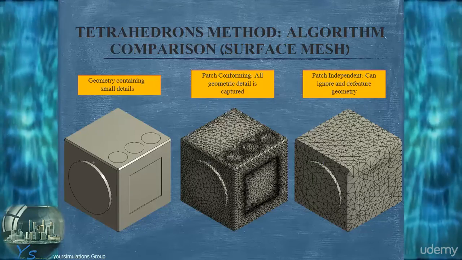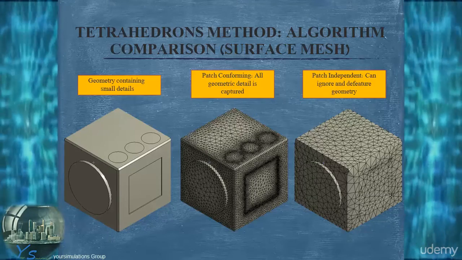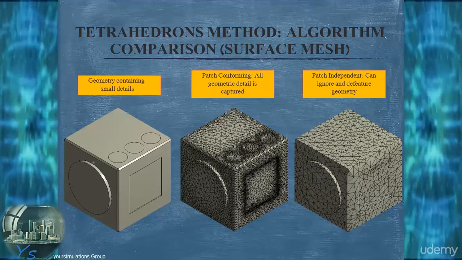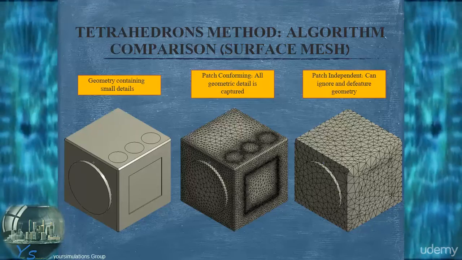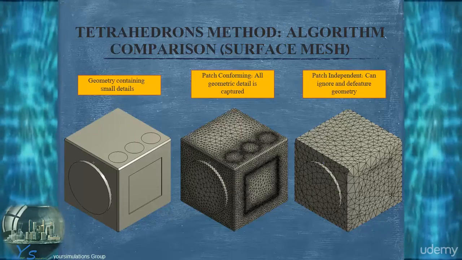In contrast, we see the patch-independent result to the right. All small and obtuse geometry features are gone. Only the larger features remain. As a result, the surface is bumpy.